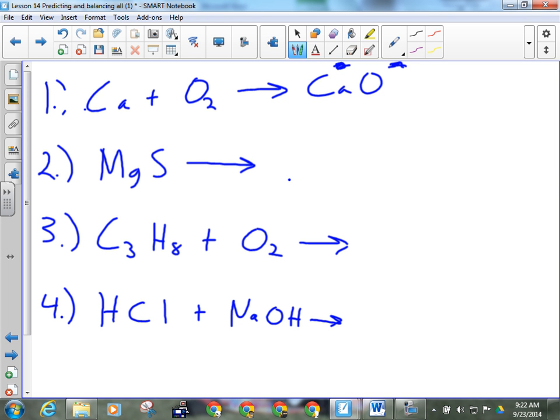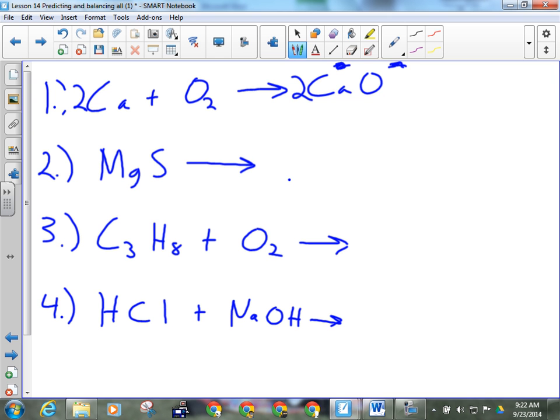Balance the reaction. It's the only thing that hasn't been done yet. Start with the element present in the largest number. Calcium's already balanced. Oxygen, now I have to do it. I'm doing it last, but it's present in the largest number. I'm going to put a 2 here, which gives me 2 oxygens on each side, and now I have a 2 here, 2 calciums on each side.